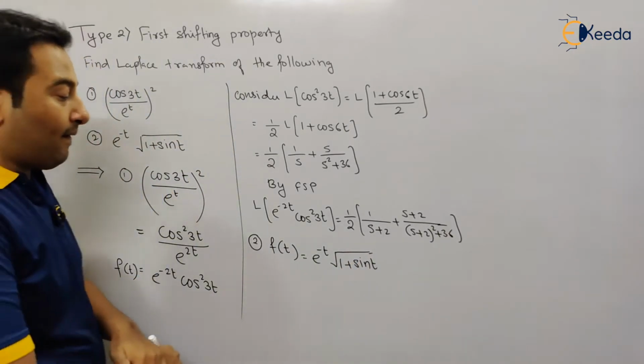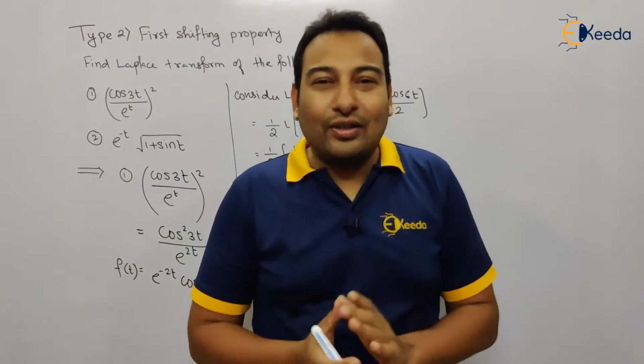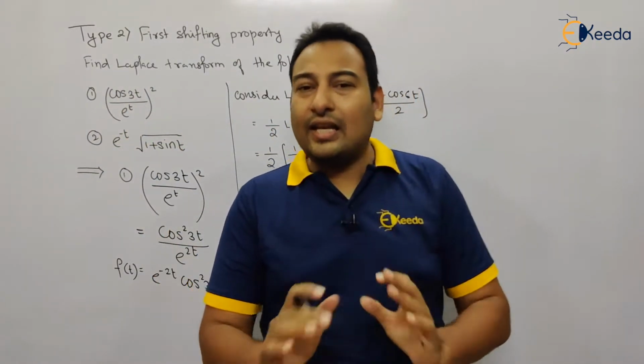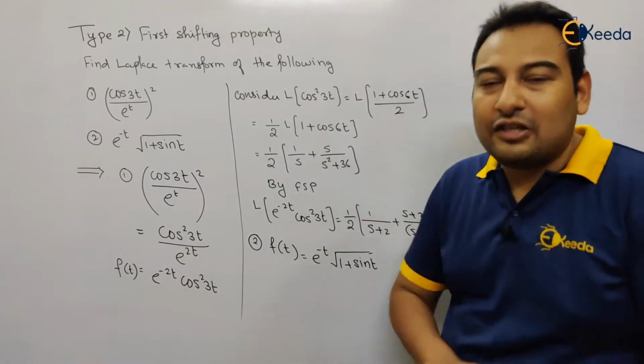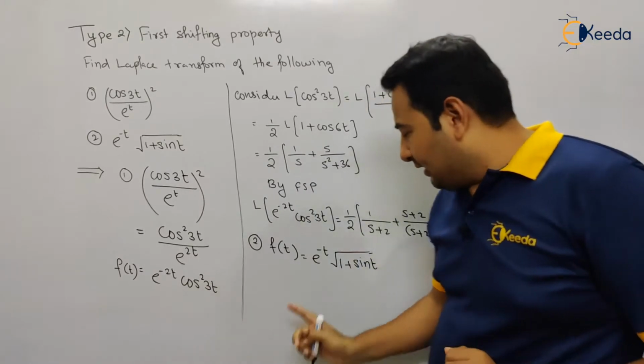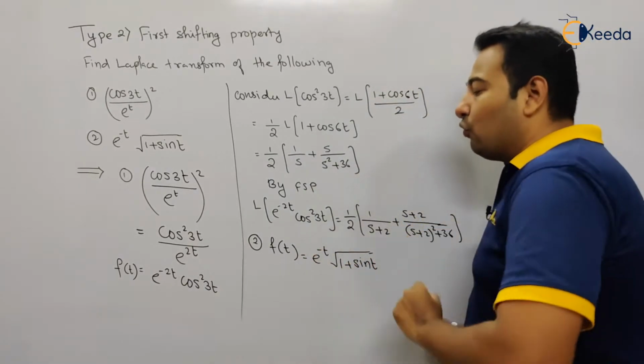Okay friends, again the same concept. You're going to forget about the FSP property. FSP is very clear. With the function, if we have an exponential part, that is called FSP, forget about it. So let's leave it. So you'll be left with what? Root of 1 plus sin t.